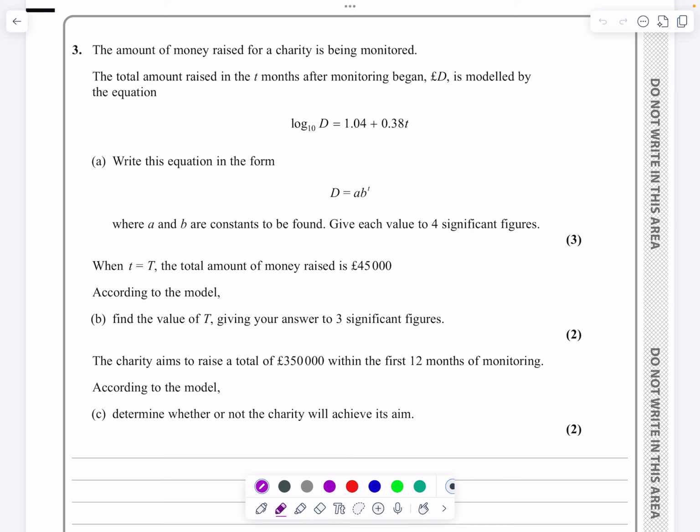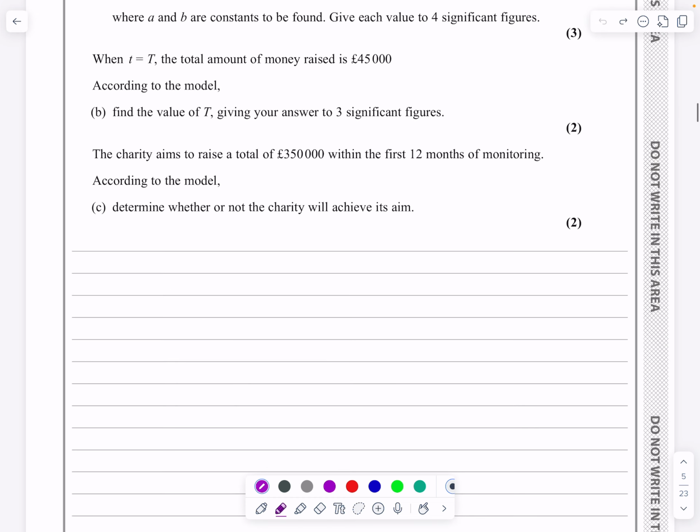So it says the amount of money raised for a charity is being monitored. The amount is D, T months after monitoring began, and it tells us that we've got this log equation here, and it says, can we rewrite this in this format here? Well, yeah, absolutely we can. Part A, this is very standard to this particular topic. It says D equals A, B to the T.